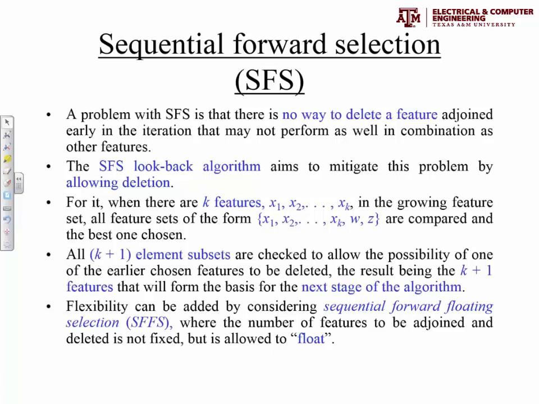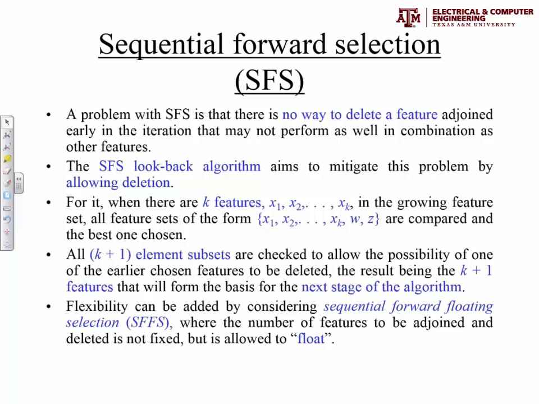So for this sequential forward selection look-back algorithm, when there are K features up to xk in the growing feature set, all feature sets of this form, so instead of just adding one more feature, you add two more, okay? So K plus 2, you compare all of them, right? And then you choose the best one, okay? But now in one step, instead of going from K, you've gone from K to K plus 2, right? Now you'll take one of them out, right? So then all K plus 1 element subsets are checked to allow the possibility of one of the earlier chosen features to be deleted, the result being the K plus 1 features that will form the basis for the next stage of the algorithm, right?